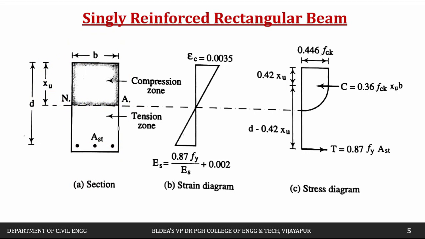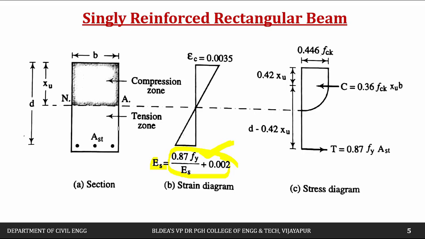The next is the strain diagram. At the neutral axis the strain will be 0, and linearly it is going to vary. At the top and at the bottom it will be maximum. Therefore the maximum strain in the concrete is limited to 0.0035. This is as per the assumption I have shown. Then next, in the steel, that is epsilon s, equal to 0.87 fy divided by Es plus 0.002. So it should not be less than this value. This is the concrete, and the bottom one is the strain in the steel.